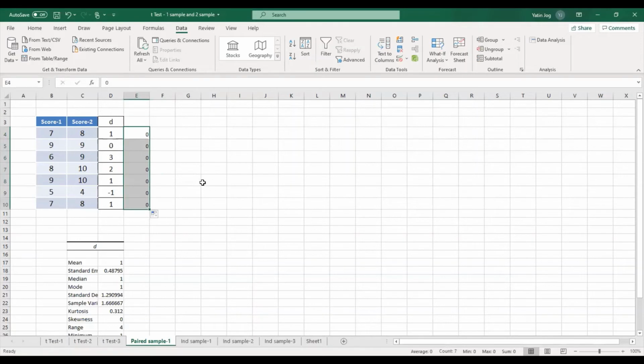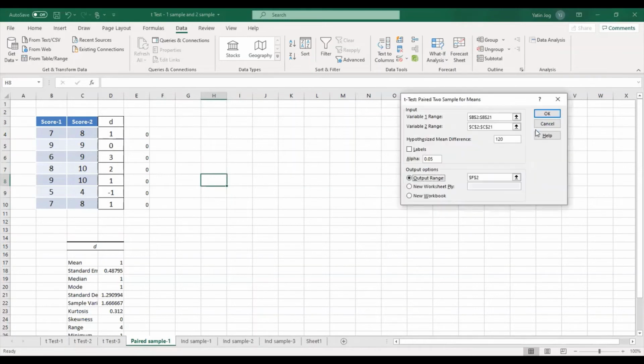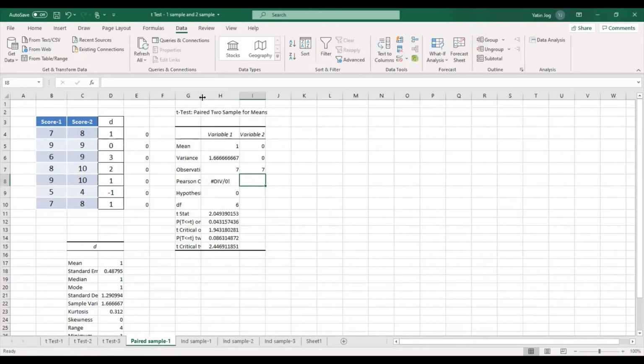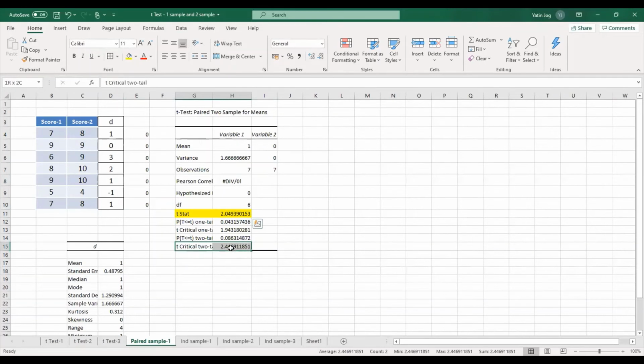Consider the second column as all zeros. Go to data analysis, t-test paired sample, click on OK. You have to give the first data set as the column of D. Second data set as all zeros. What is the hypothesized mean difference? Mu D equal to 0, that means 0. Output, suppose I have to start my output from this location. Click on OK. So what I get is something like this. Again, I am getting the t statistic as some value, and then I am getting t critical. This is the second method.